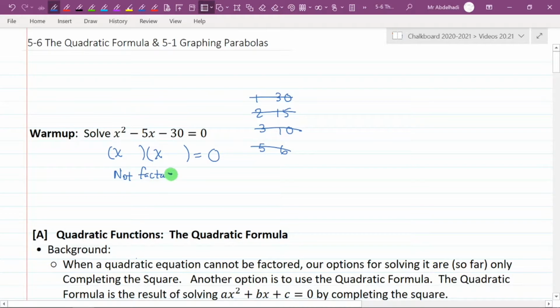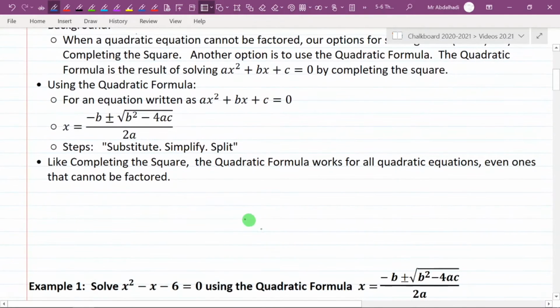And what does that mean? Does that mean there's no answer? No, it doesn't mean that there's no answer. It just means that you can't factor this equation. So how do we find the answer for equations or expressions that are not factorable? Okay, what we're going to have to do is have some other strategy, and that strategy is called the quadratic formula. So how do you use the quadratic formula?